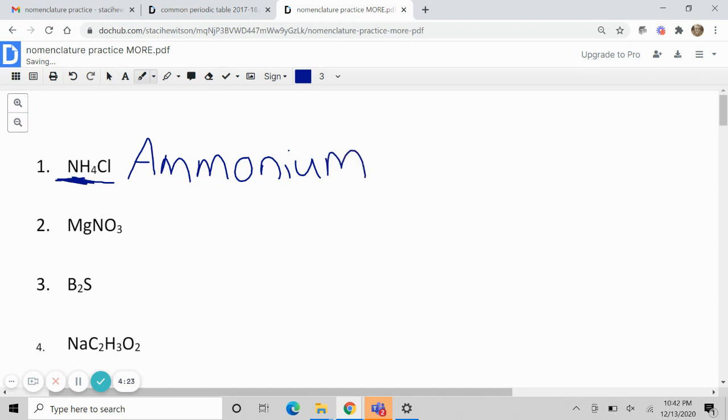And then what do I have left over? I have a chlorine left over. But instead of saying chlorine, I'm going to say chloride. Chloride, right? Because where's the "ide"? It's not a polyatomic ion. Okay, so ammonium chloride. Oops, I got an extra C in there, I guess. Okay, so I had a formula. I translated it into words, into a name. All right? Let's look at this one.